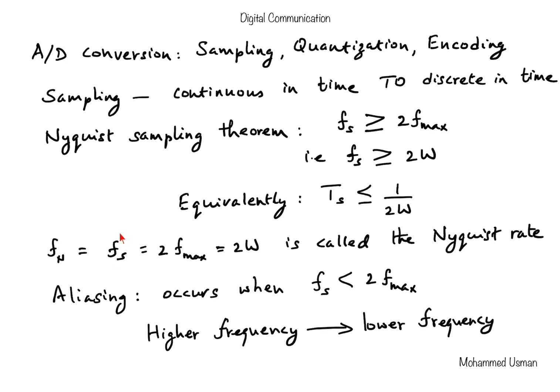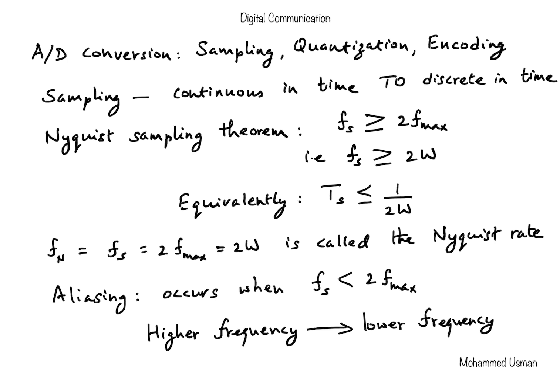So when the sampling rate is exactly equal to 2F max, that is said to be sampled at exactly the Nyquist rate. So whenever we say Nyquist rate, it means exactly equal to twice the maximum frequency present in the signal, or twice the bandwidth of the signal. So that is what is called the Nyquist rate, and we discussed that as well in the last lecture.